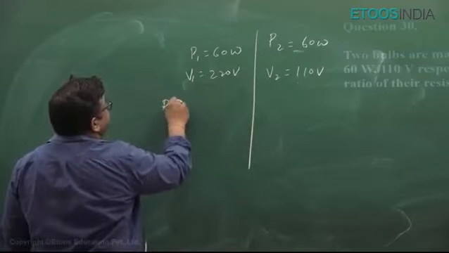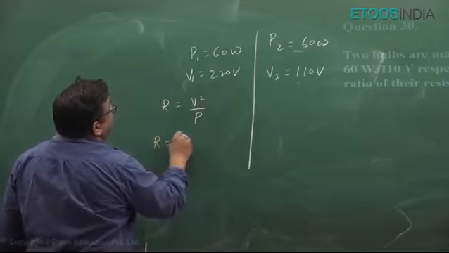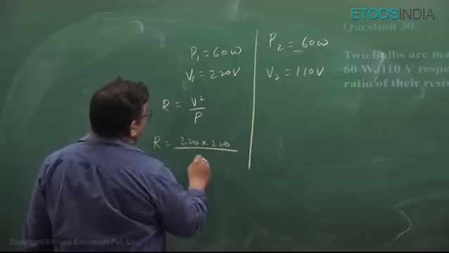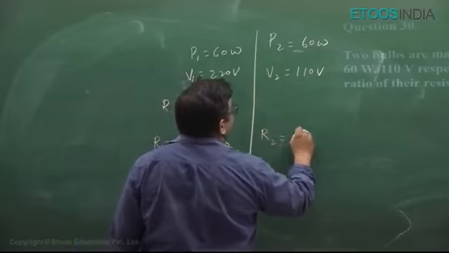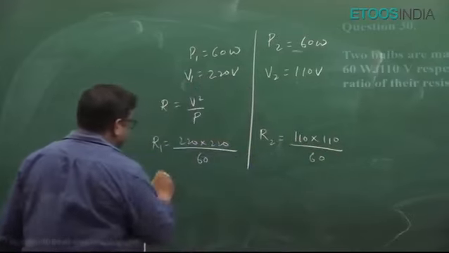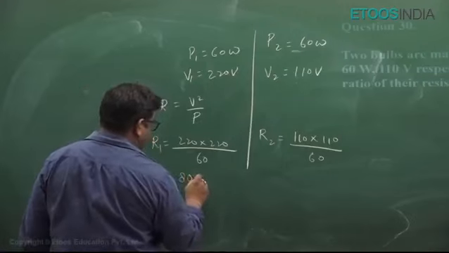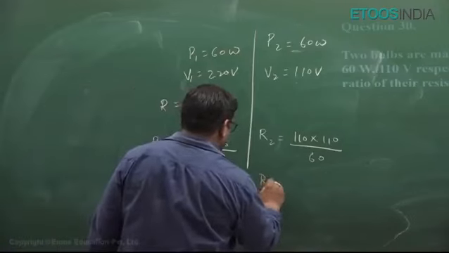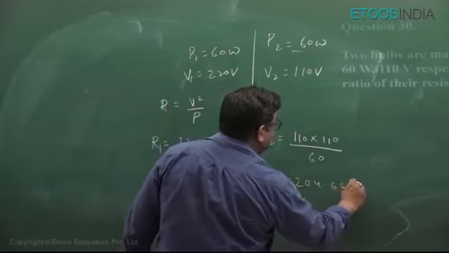We know that R is equal to V square upon P. So, R1 here will be 220 into 220 upon, what is power? 60. And R2 will be 110 into 110 upon 60. So, the answer roughly will be 806.67 and 201.67 ohms.